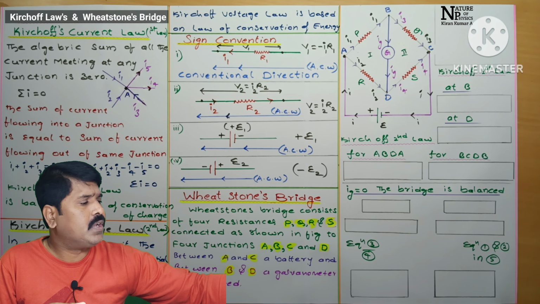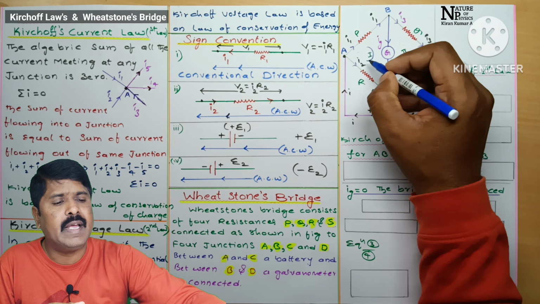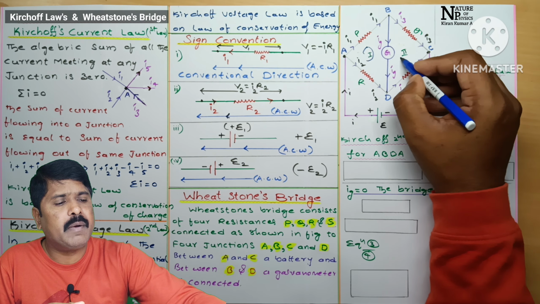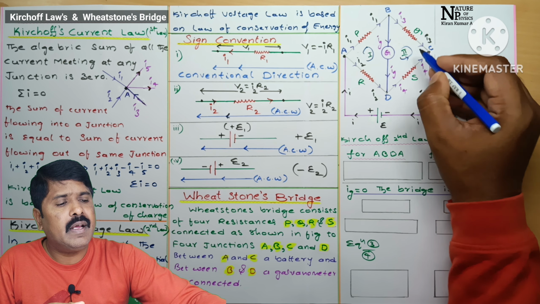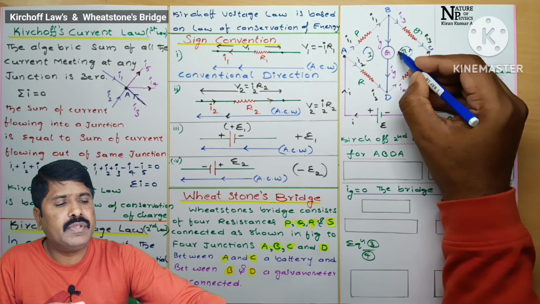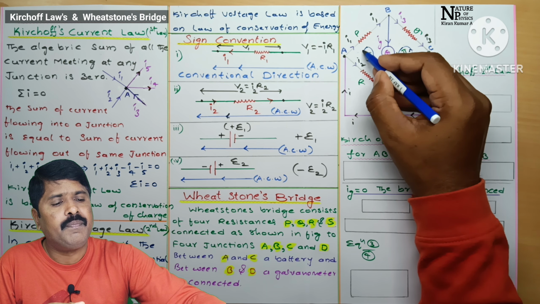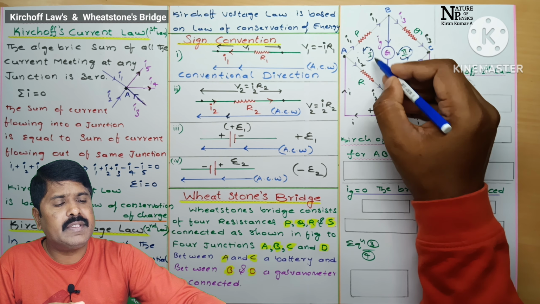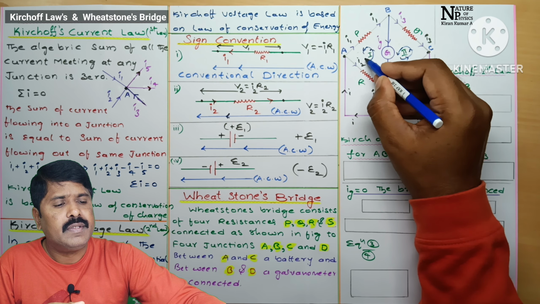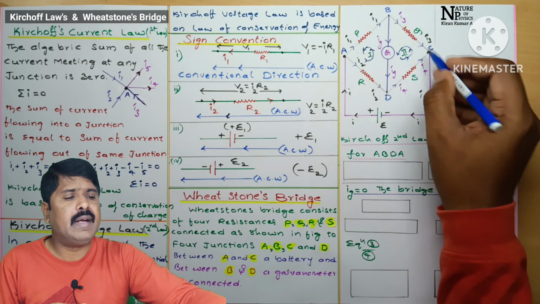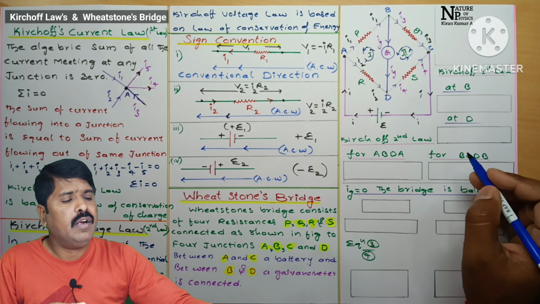Here sign convention also we can apply. According to the sign convention like this, anti-clockwise direction is representing, student. See there, anti-clockwise direction for better understanding. Okay, like this representing. See there, student. Okay, anti-clockwise direction for loop 1 and loop 2.